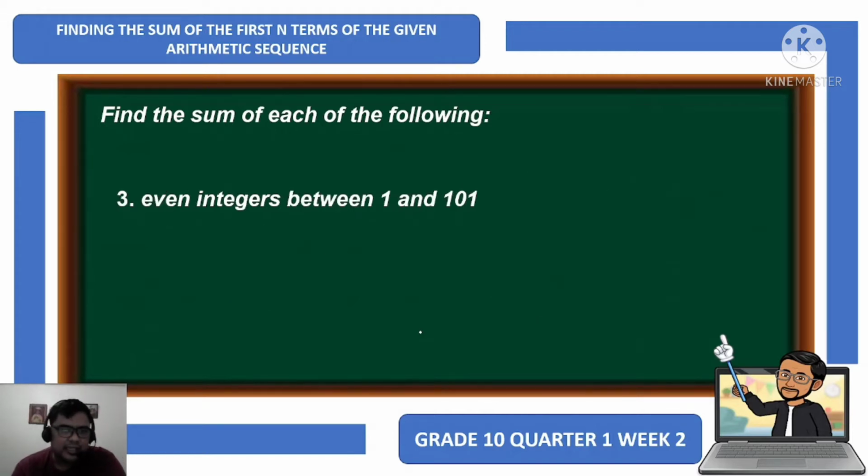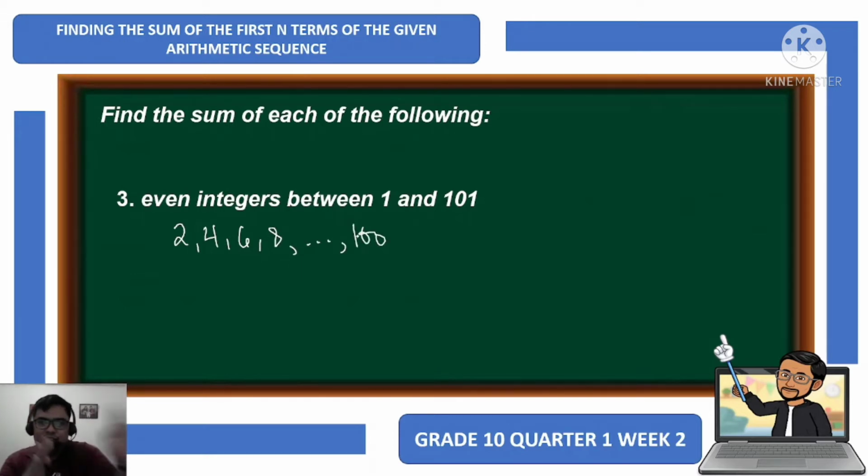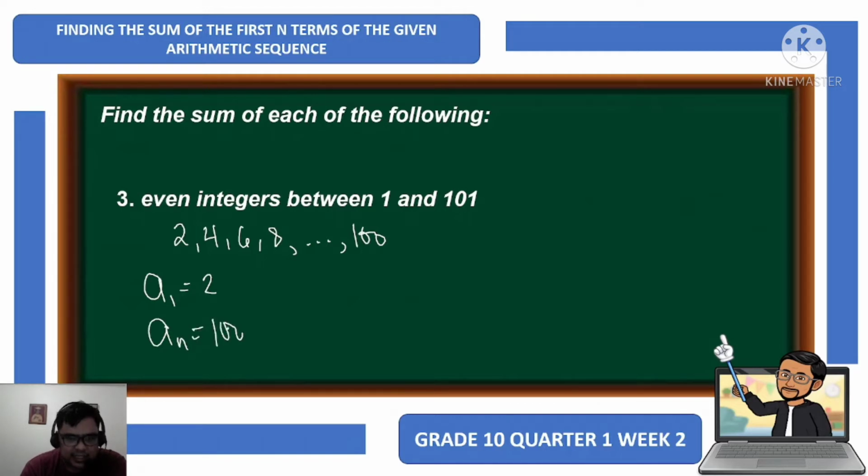How about number 3? Even integers between 1 and 101. So ito naman yung gitna. So 2, in between them. 2, 4, 6, 8 hanggang 100. So, ito naman yung partner nung odd. Ngayon, even. So, paano yan? Our a sub 1 is 2. The last term is 100.